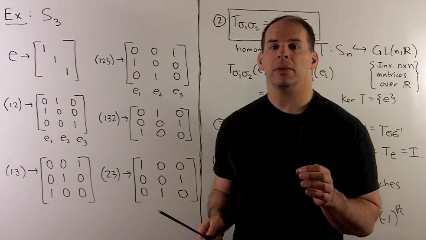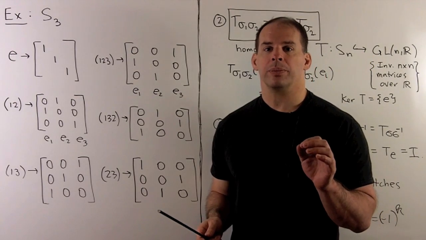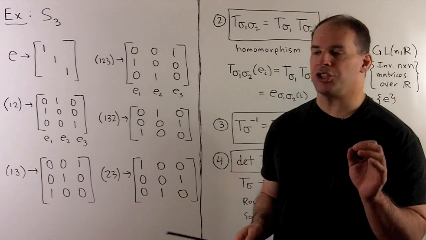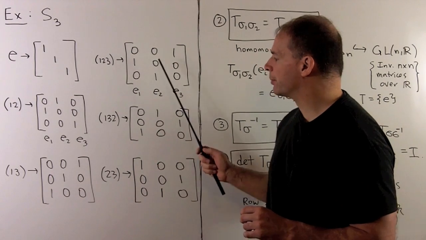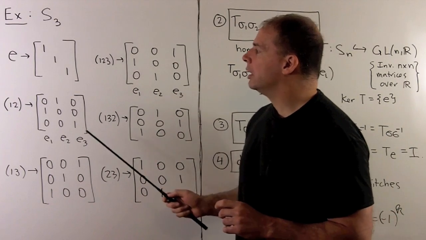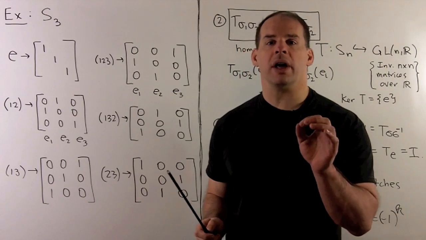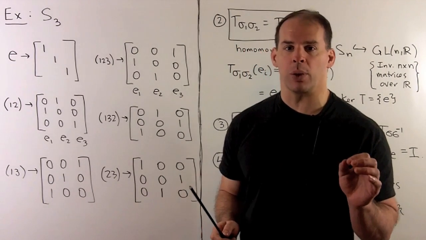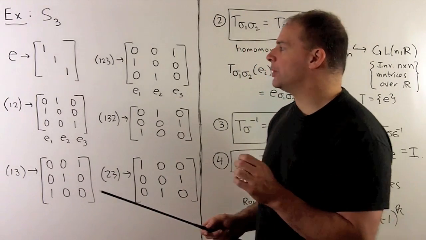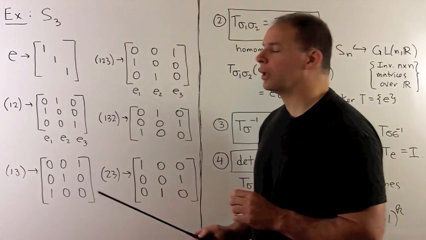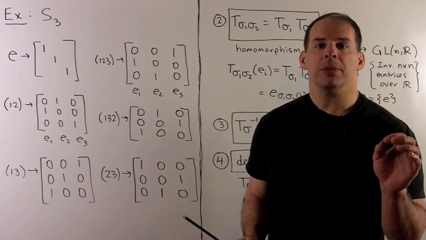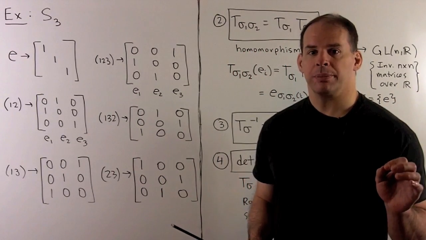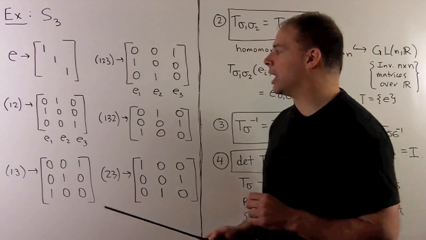For an example, let's consider S3. S3 has 6 permutations, so we get 6 matrices. Note, in each matrix, there's a single 1 in each row and column and zeros elsewhere. If we take the determinant of each one, that's non-zero, so each is an invertible matrix. In fact, the determinants are equal to plus or minus 1.